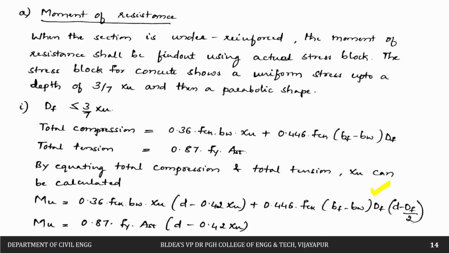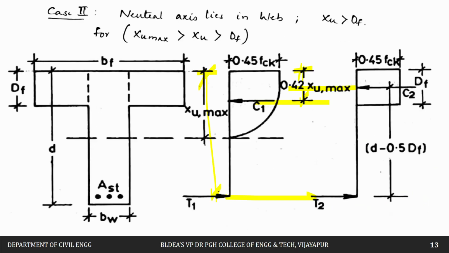Then next, this portion is due to the remaining flange section. This is the force, 0.446 fck into (bf minus bw) into Df. Then this is the lever arm. How do you get the lever arm? The lever arm is the distance from this face to this face. This is the total Df, but we require the distance from here to here, so this has to be subtracted. Where this force acts, it always acts at the centroid, so the remaining distance will be Df by 2.